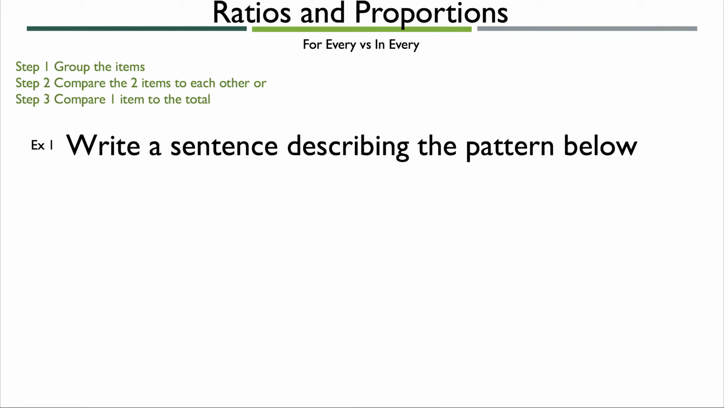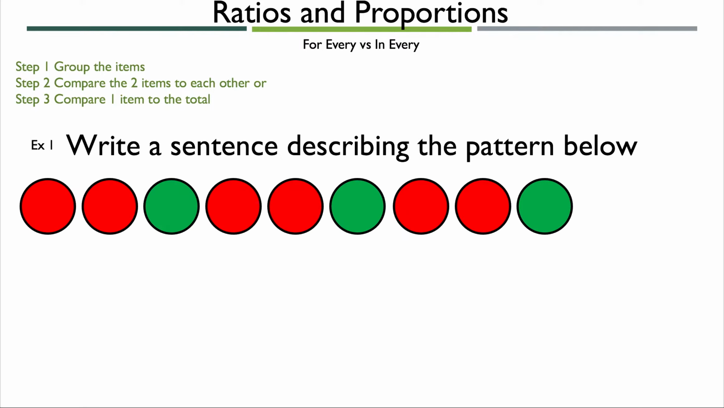So let's go ahead and take a look at the steps. Step 1, group the items. Step 2, compare the two items to each other. Or step 3, compare one item to the total. So let's go ahead and read the first question, which is write a sentence describing the pattern below.